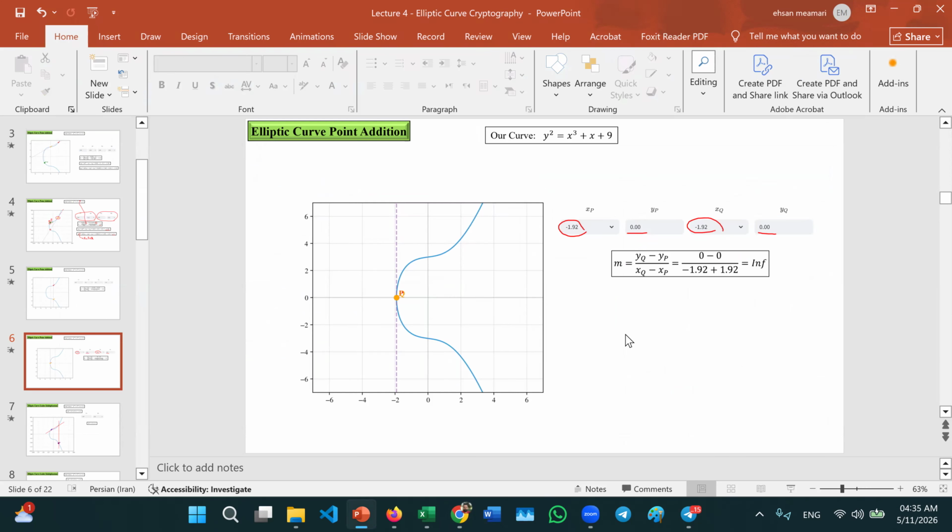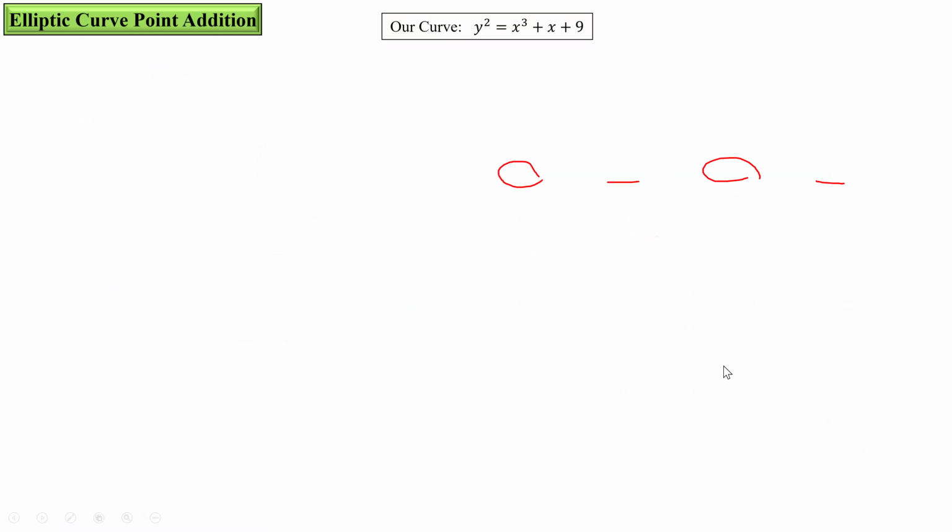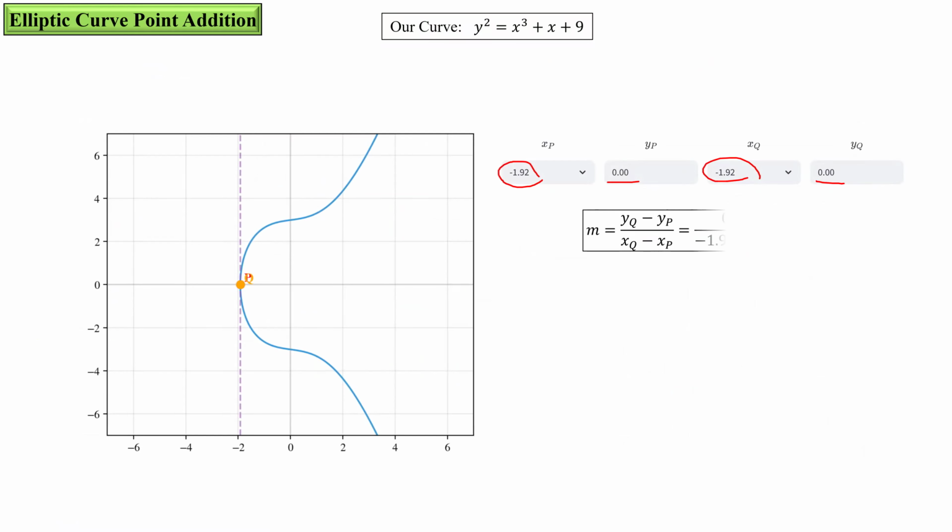So we discussed 4 different kinds of situation when P and Q might happen. And now this is done for the elliptic curve point addition. Now we want to discuss scalar multiplication. Scalar multiplication means n, which is a scalar value, times a point P on the curve. So n times P equals adding P to itself n times.